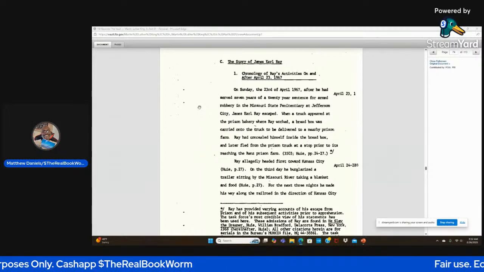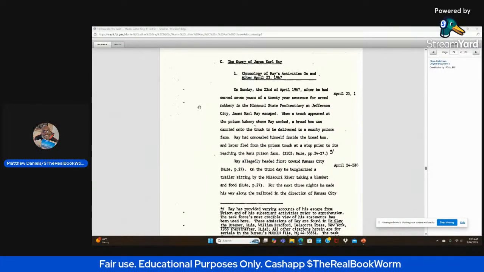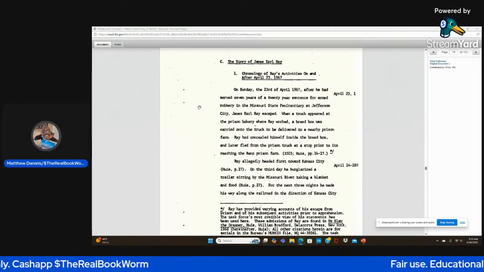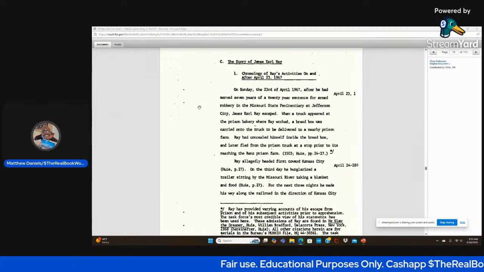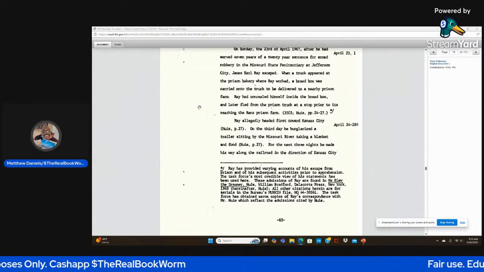On Sunday, the 23rd of April, 1967, after he had served 7 years of a 20-year sentence for armed robbery in the Missouri State Penitentiary at Jefferson City, James Earl Ray escaped. So he done 7 on the 20, he escapes. When a truck appeared at the prison bakery where Ray worked, a bread box was carried onto the truck to be delivered to a nearby prison farm. Ray had concealed himself inside the bread box and later fled from the prison truck at a stop prior to its reaching the Wren's prison farm.